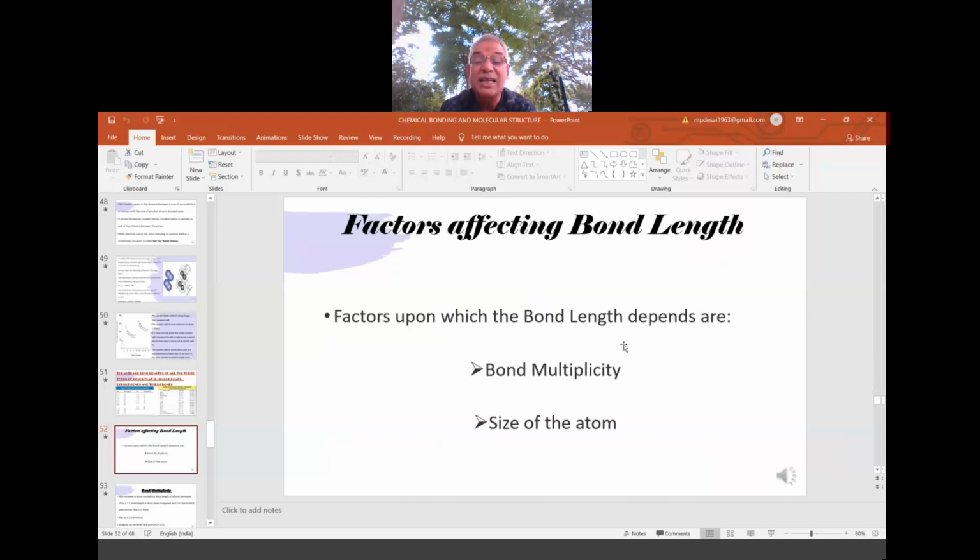Now the size of the atom. The more the size, the more the bond length. Imagine a lemon, a watermelon, an apple, a watermelon, when they combine. As the size of the atom becomes more, they go for more bond length. When they go for more bond length, you need less energy to break. So the more the bond length, the less energy is required to break it. These are the two important factors on which bond length depends.